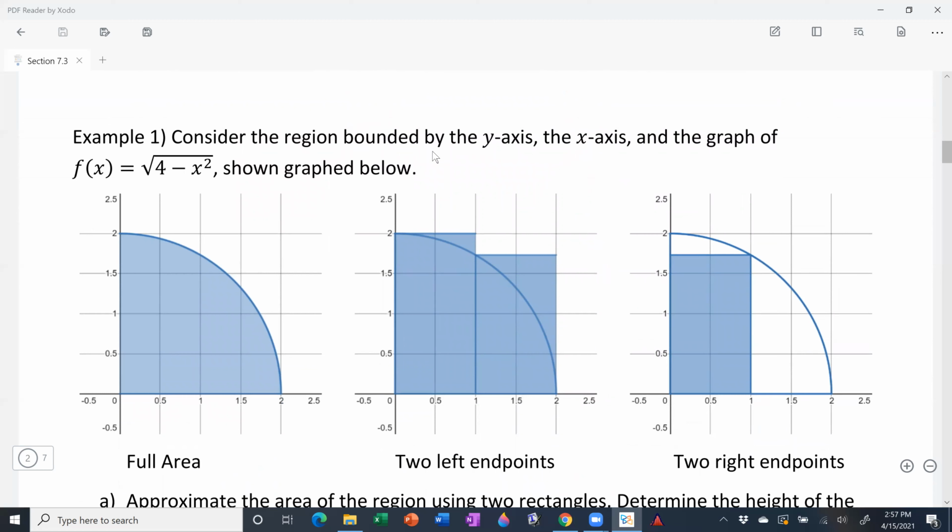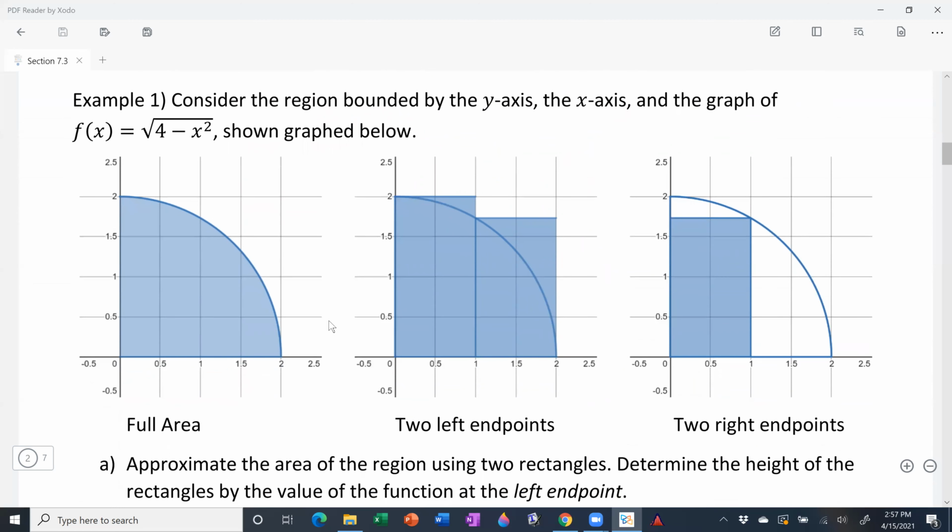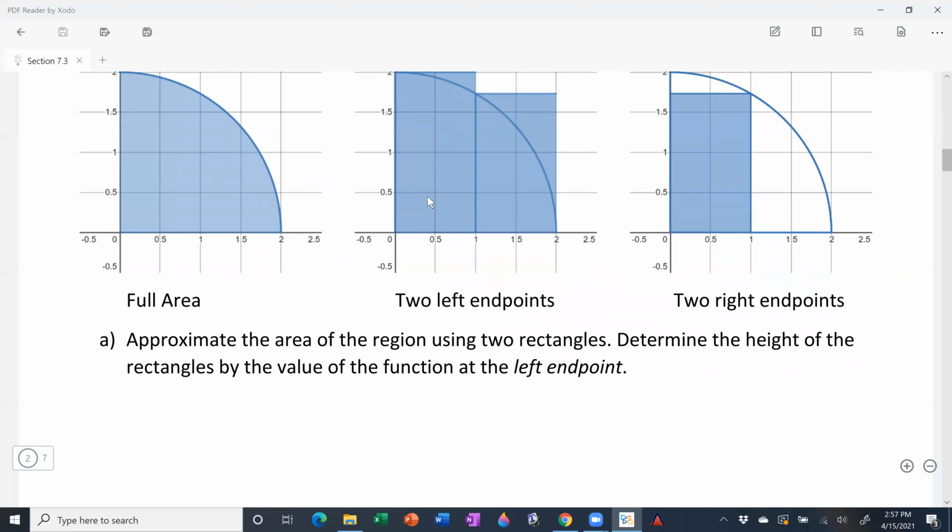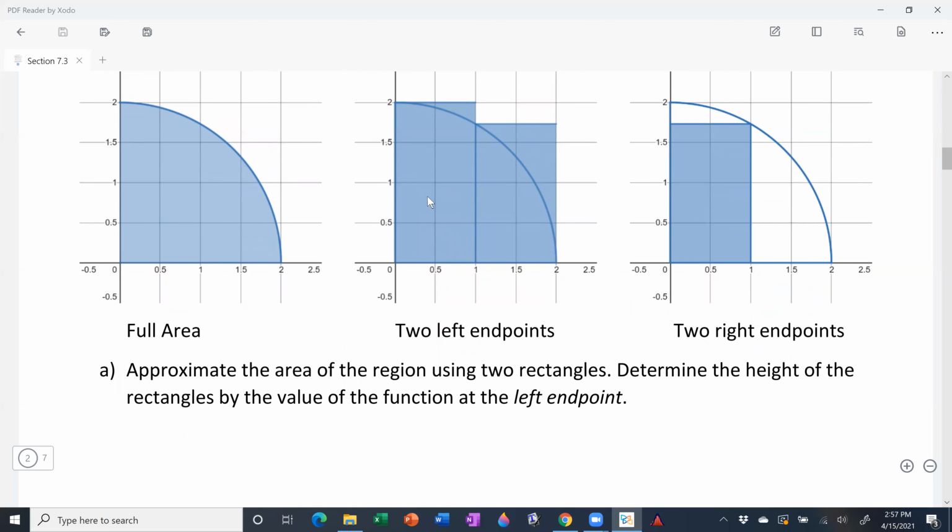Let's consider the region bounded by the y-axis, the x-axis, and the graph of f of x equals the square root of 4 minus x squared. So I have that graphed below here, and we're going to approximate the area inside this, and it turns out that this is a quarter of a circle. On the left-hand side here is the full area, fully shaded in. Pretend that we didn't know what the area of a circle formula was. What we want to do is break this up into rectangles and do approximations. We're going to do really crude approximations at first, and we're going to get better and better as we do it more.